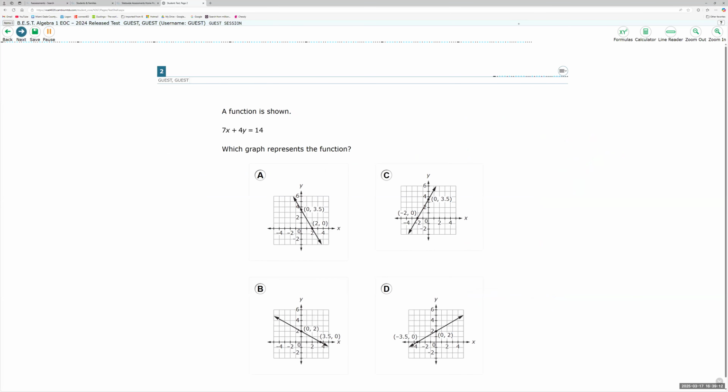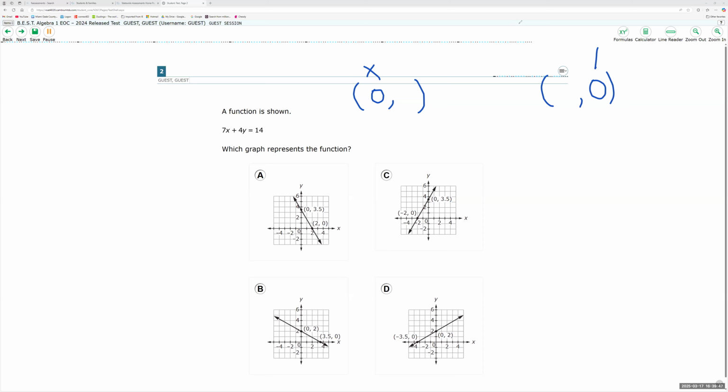Okay, number 2. This is now a function that is 7x plus 4y is equal to 14, and I need to graph it. So one way to graph it when it is in standard form is we're going to set x equal to 0 to find the y-intercept, and then also y is equal to 0 to find the x-intercept.